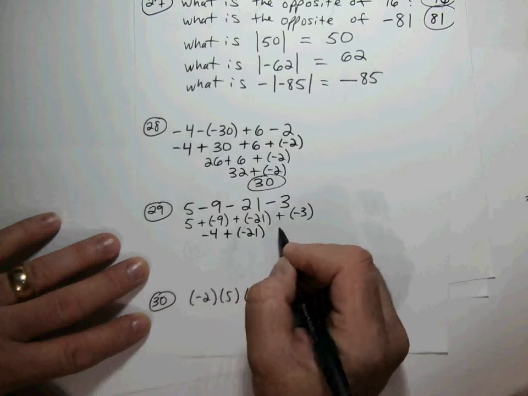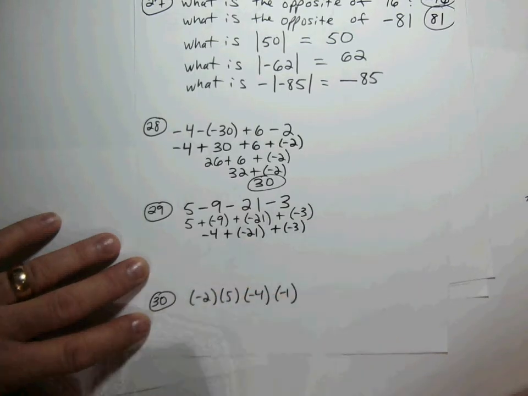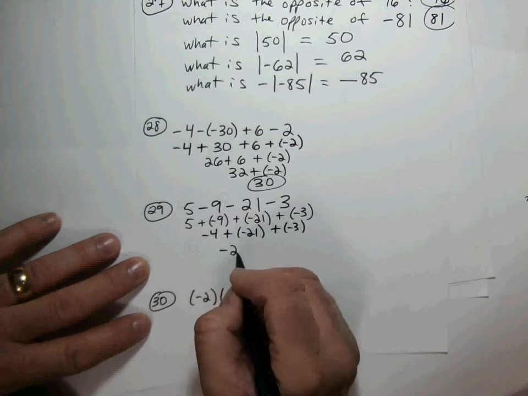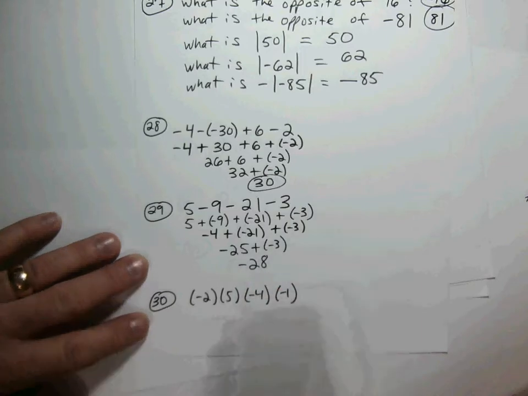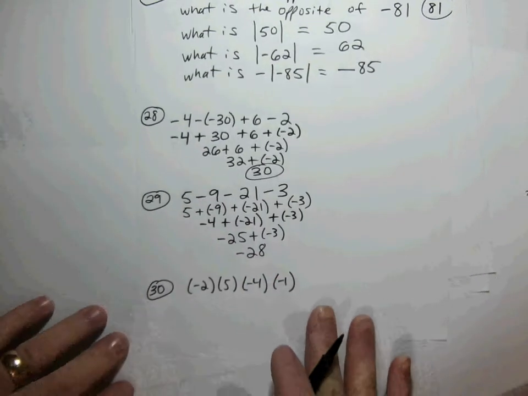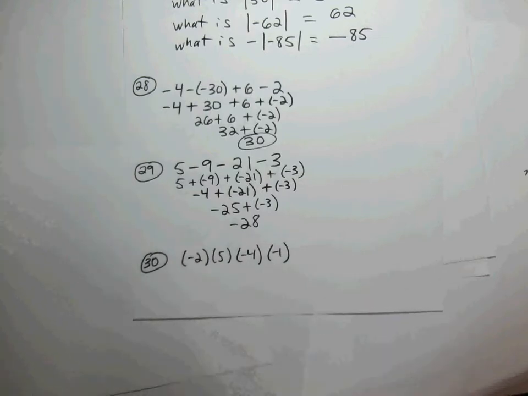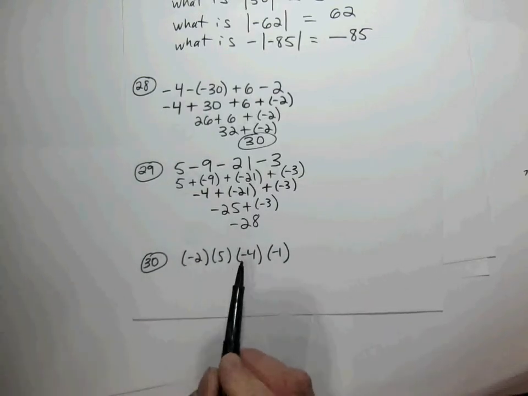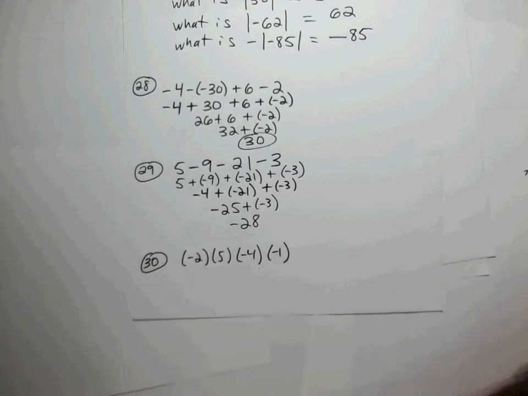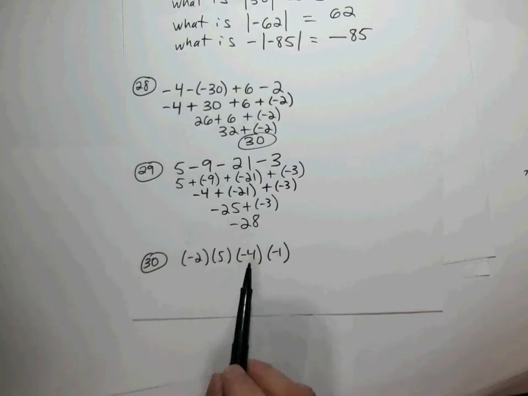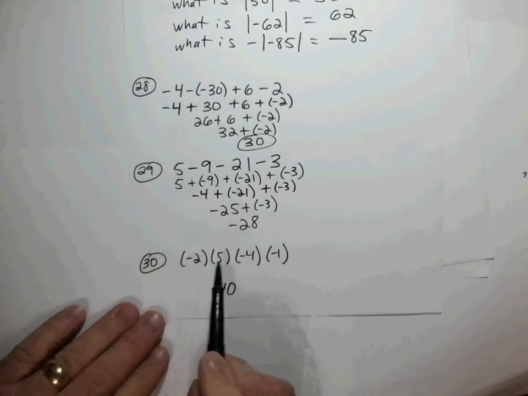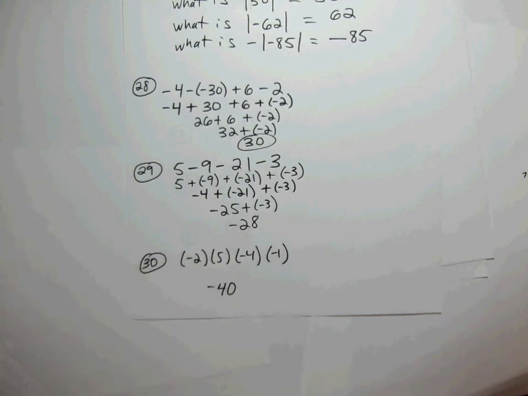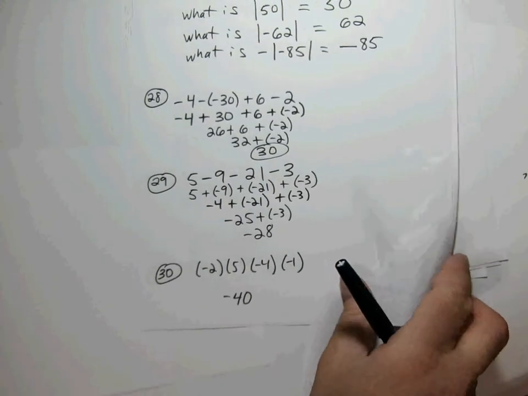Okay, now everything else is negative, so this should be easy. A negative 4 plus a negative 21 is a negative 25. And a negative 25 plus a negative 3 is a negative 28. Right? We're multiplying. When we multiply in number 30, if I have an odd number of negative signs being multiplied, the answer is going to be negative. If it's even, the answer is going to be positive. So the easy part is take 2 times 5 times 4. We're going to get a 40. And then we just got to figure out if it's positive or negative. And because there's an odd number of negatives at work here, it's going to be negative.